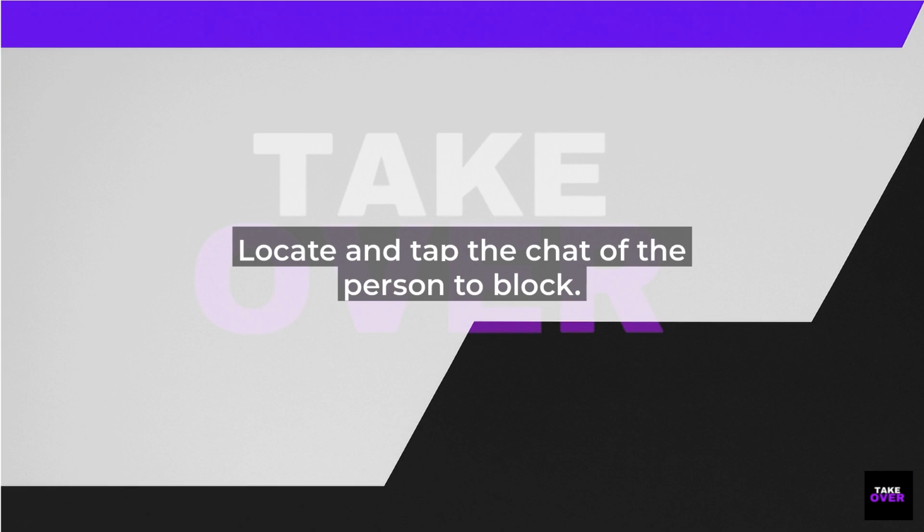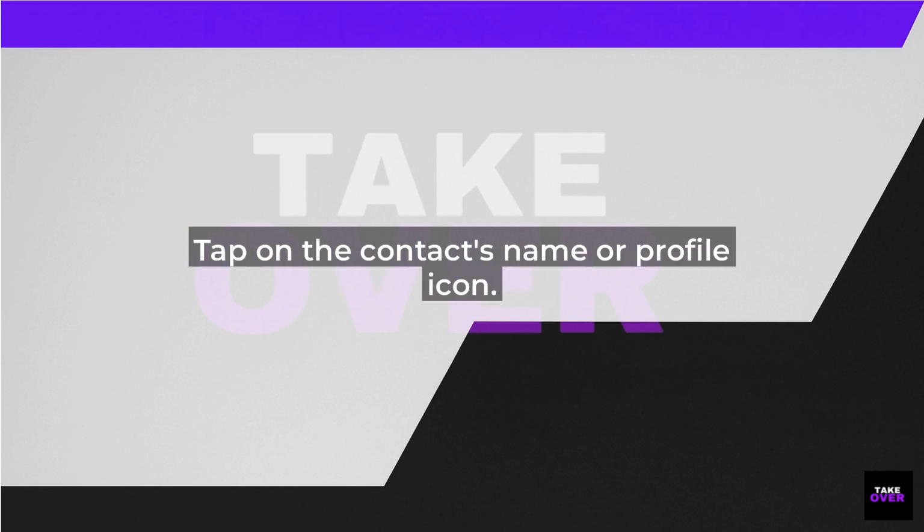Let's dive right in. First things first, make sure you have the Viber app updated to the 2025 version on your smartphone. This ensures you have access to the latest features and a seamless interface. Start by opening the Viber app on your device. You'll land on your main chat screen, where all your conversations are listed.